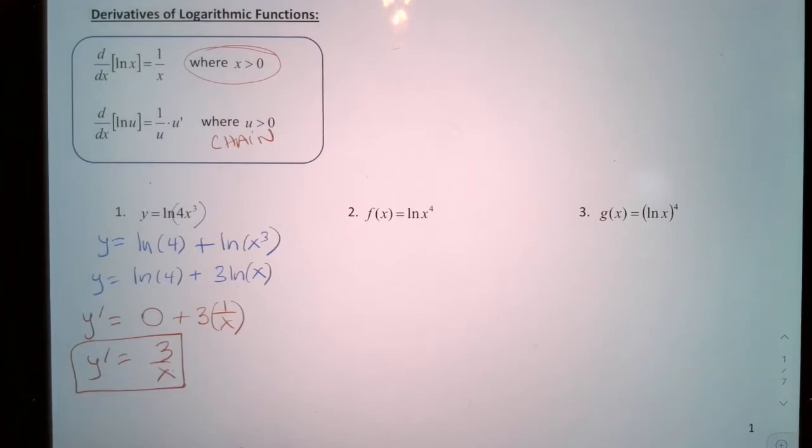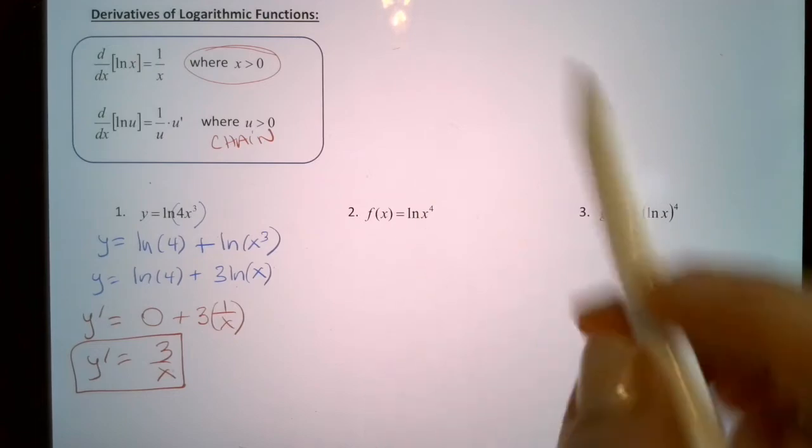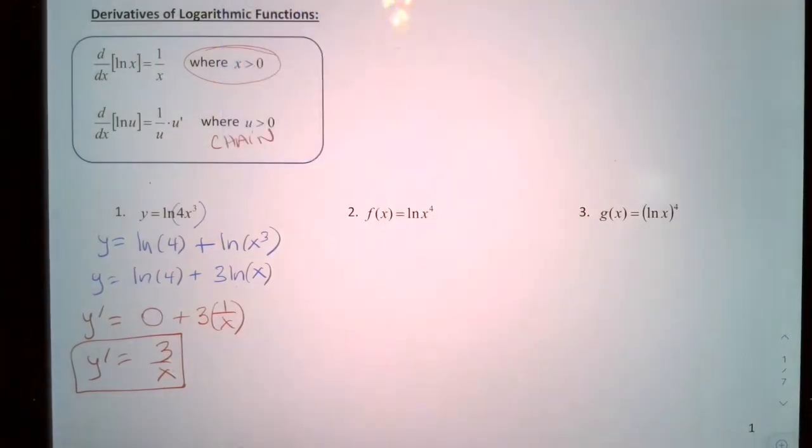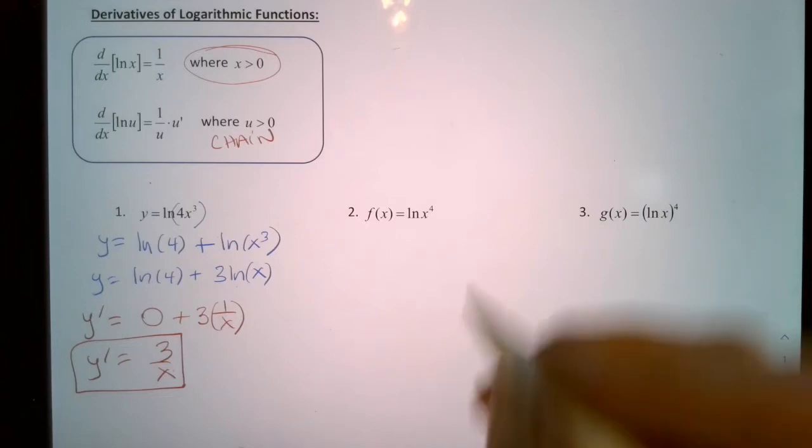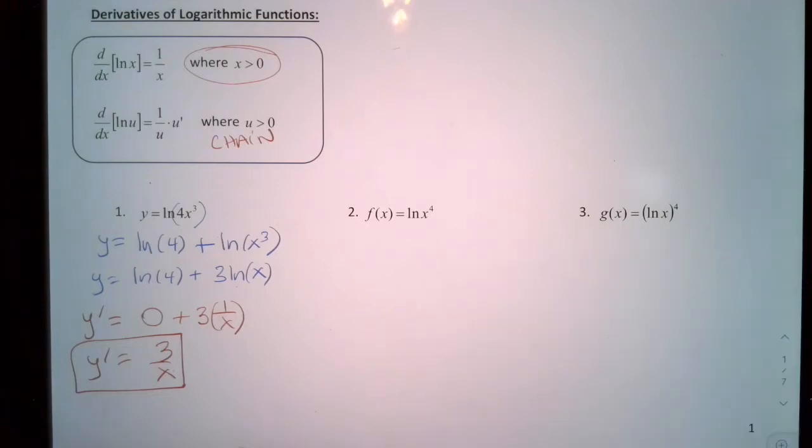Okay. Now, I'm going to use that strategy again on problem number 2. And by that strategy, I mean, let's use some properties and rewrite this in a more pleasant way, and then take the derivative. It's just a nicer way. I want you to be efficient. So again, I'm going to put those parentheses. The x to the 4th is inside that logarithm.